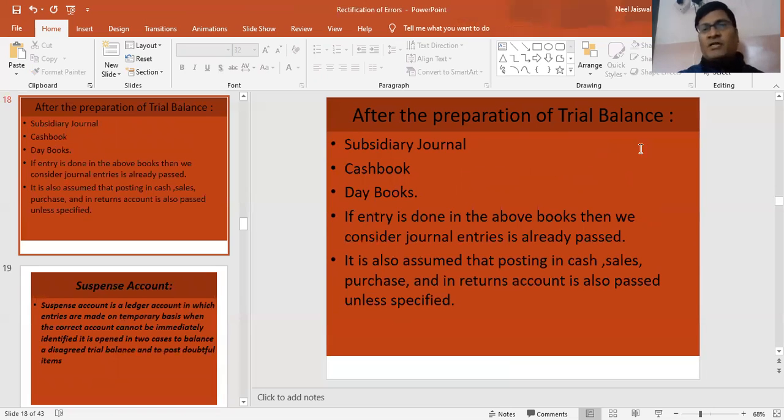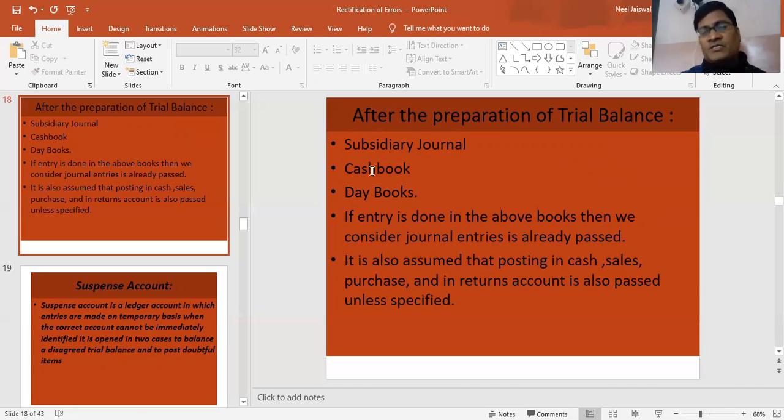After the preparation of trial balance, if you get these errors, that means after the preparation of trial balance, and if the entry is done in the subsidiary journal, cash book, or day books, then we consider the journal entry. This is very, very important. We are doing all this after the preparation of trial balance. Subsidiary journal, cash book and day book are all double-sided books. Subsidiary journal means day book.